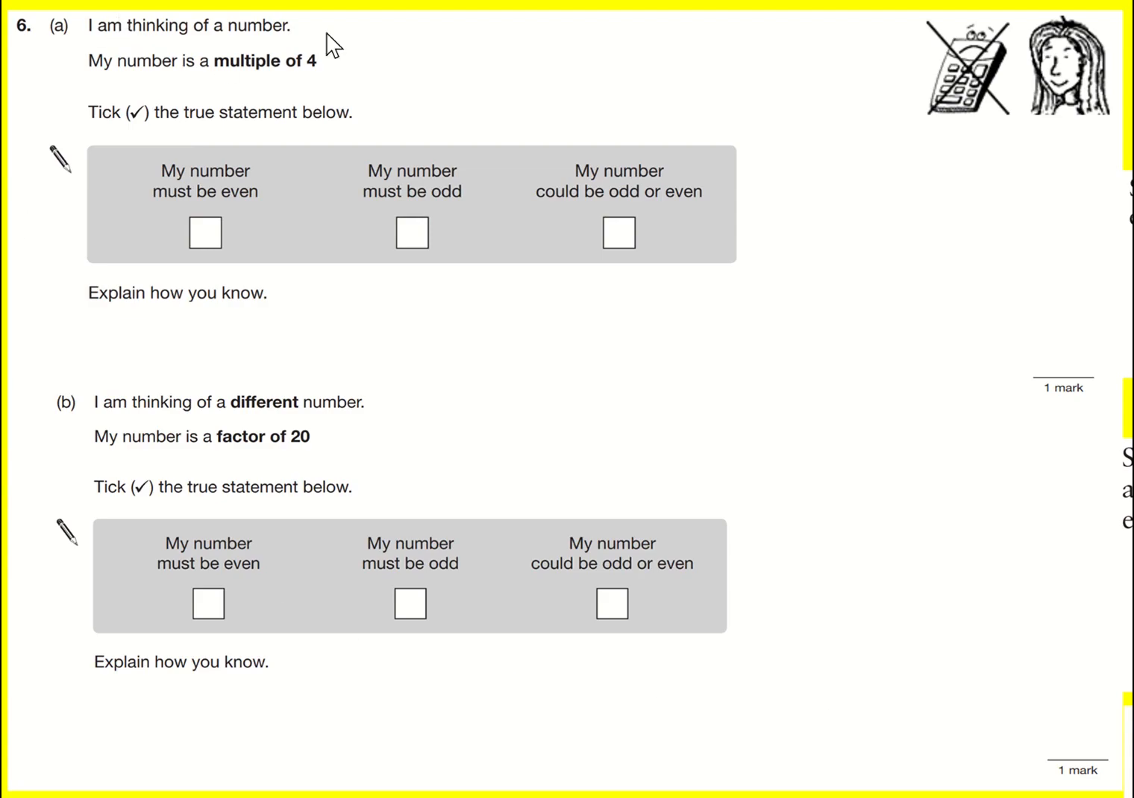Got to tick a box here. So my number is a multiple of 4. Which one is true? And the answer is that it must be even. But then we need to give a line of reasoning. You can't just tick that and move on.